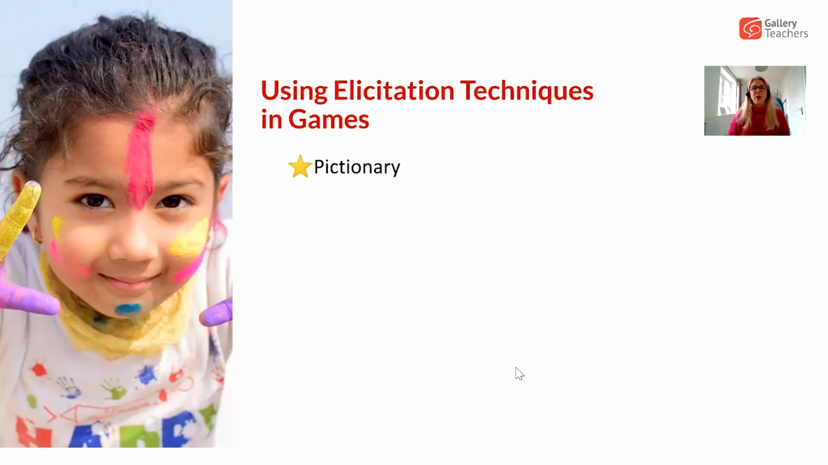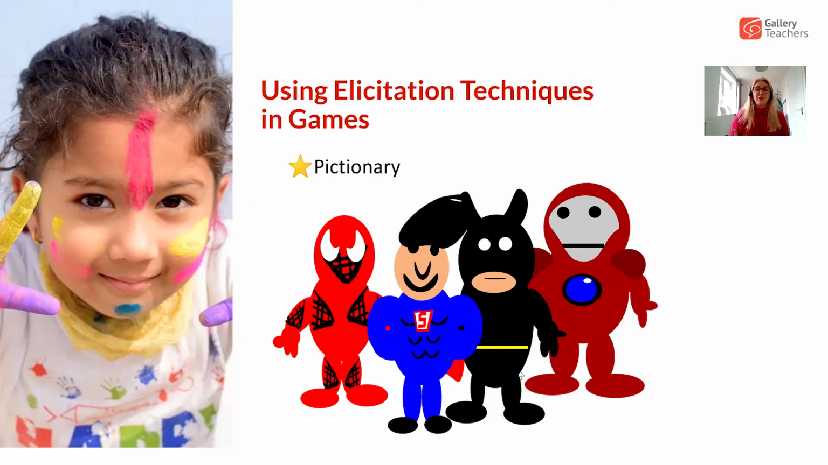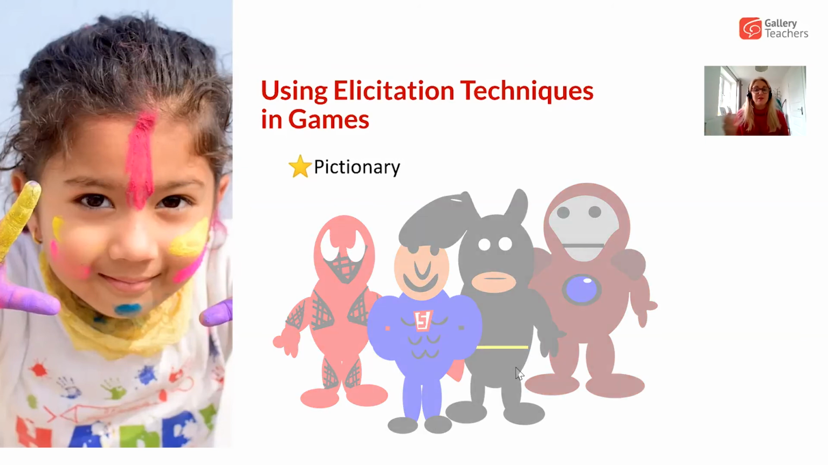So one student could be given a card with an item on that they have learned this week. So, for example, they could have something like superpower. Okay. And what they have to do is draw superpower, and the other person would have to guess the word. So they could draw a picture of Superman and Spider-Man. Okay. They could give a clue like, this is not something that everyone has, okay? And the other person has to guess the word superpower.